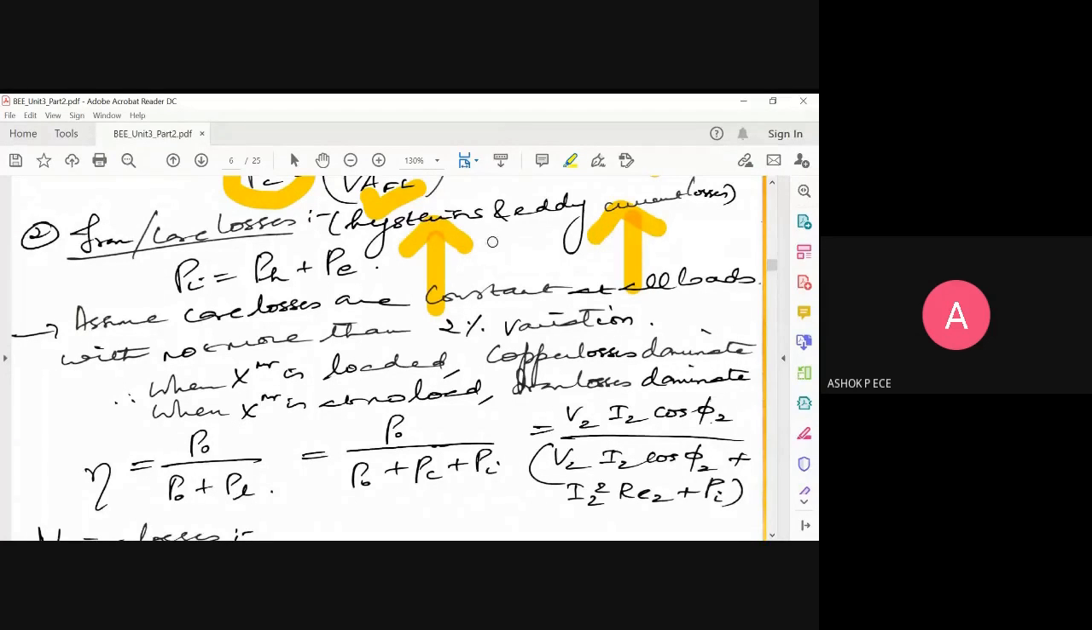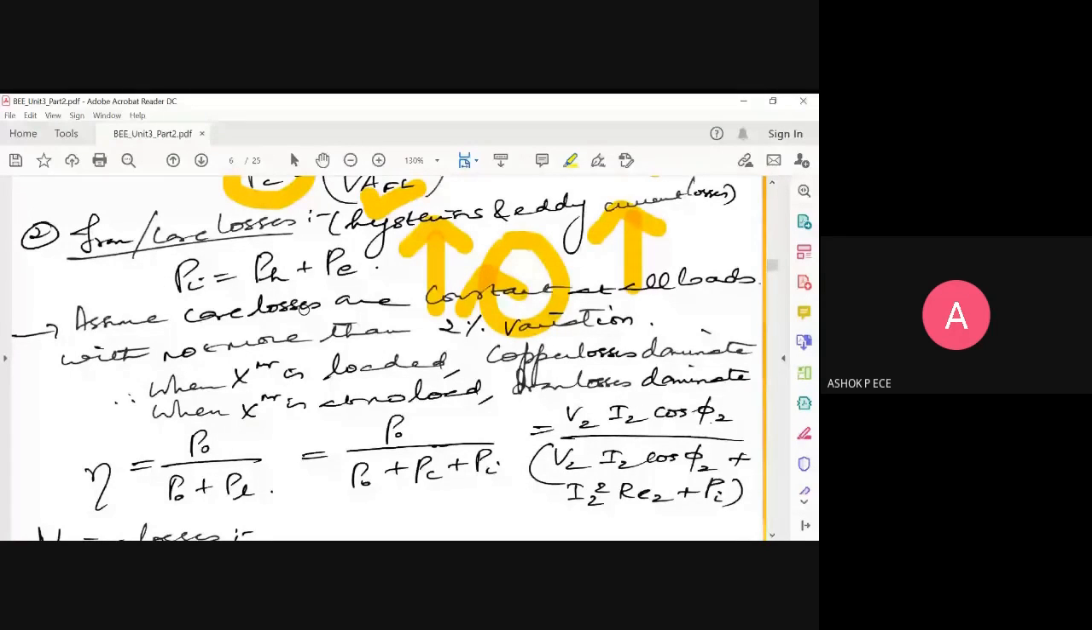So I can write Pi equal to PH plus PE. Pi is the iron loss, PH is the hysteresis loss, and PE is the eddy current loss. You can assume the core loss to be constant all throughout the loads. So core loss is not going to vary. Core loss is going to be constant at all loads with not more than 2% variation. So we can assume it to be almost constant.